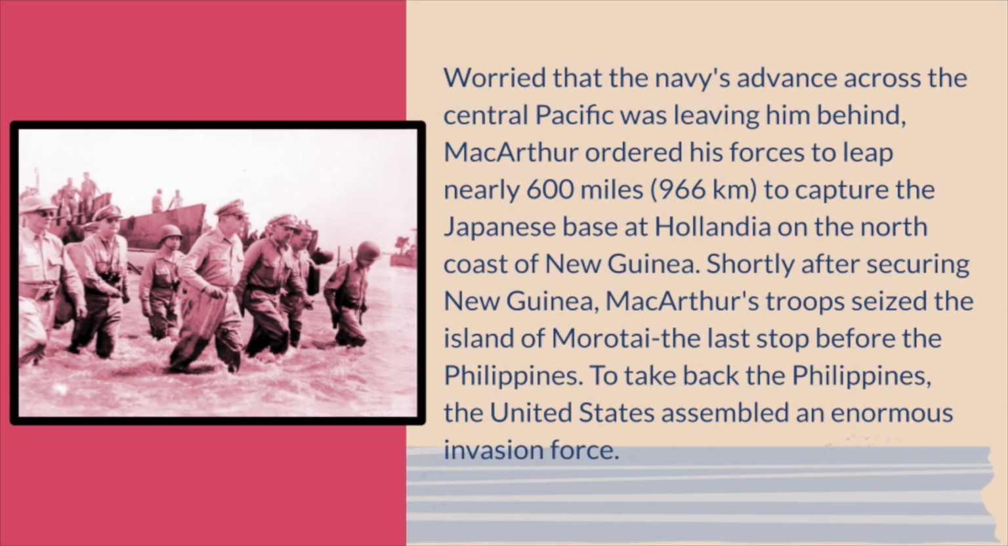Worried that the Navy's advance across the Central Pacific was leaving him behind, MacArthur ordered his troops to leap nearly 600 miles to capture the Japanese base at Hollandia on the north coast of New Guinea. Shortly after securing New Guinea, MacArthur's troops seized the island of Morotai, the last stop before the Philippines. To take back the Philippines, the United States assembled an enormous invasion force.